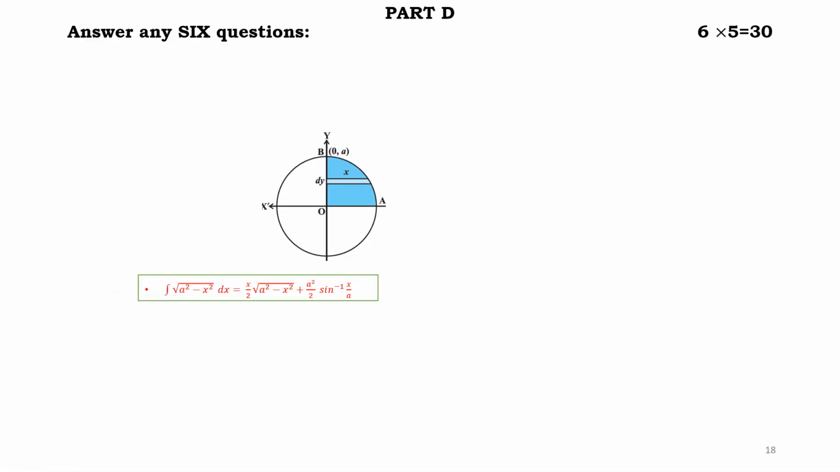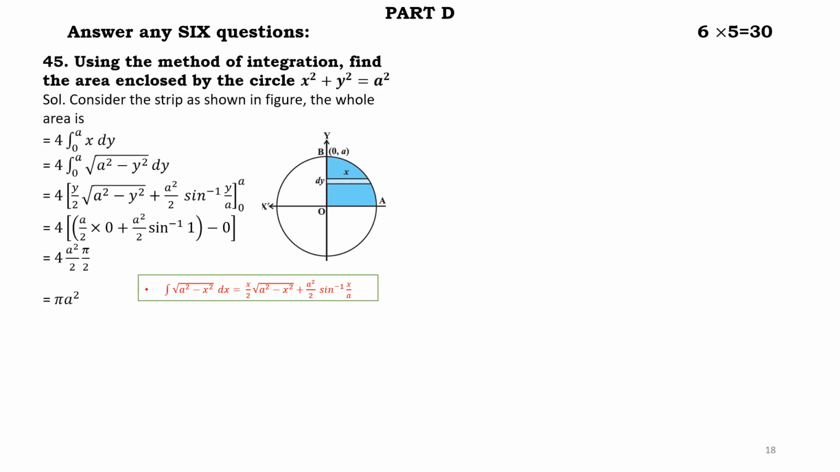Now we will take up the next question. Question number 45. Using method of integration, find the area enclosed by the circle x square plus y square is equal to a square. So this is also a worked example in the respective section, and you can do it here.